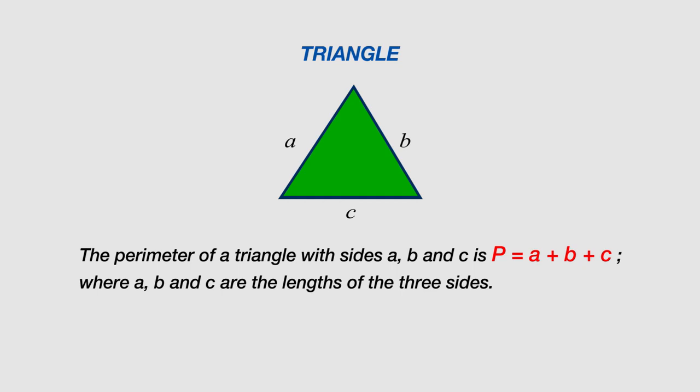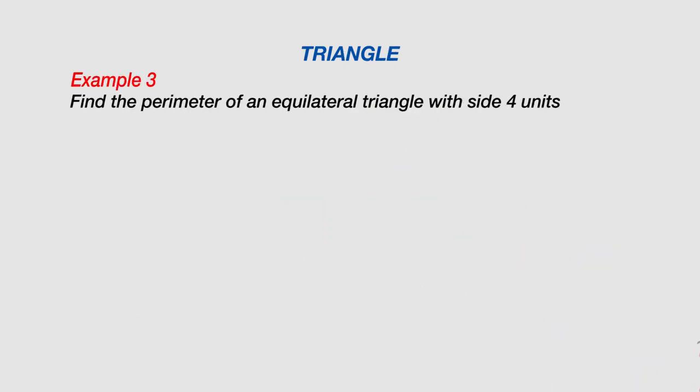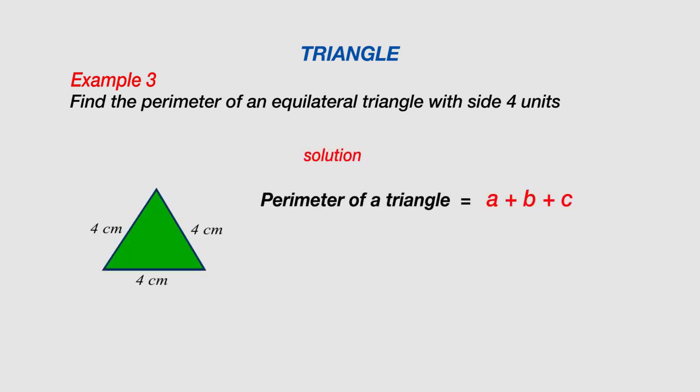Again, let's look at another specific example. It says, find the perimeter of an equilateral triangle with sides 4 units. Equilateral triangle. That means that all the sides are the same length. So the perimeter will be 4 plus 4 plus 4 centimeters. That gives us 12 centimeters for our answer.